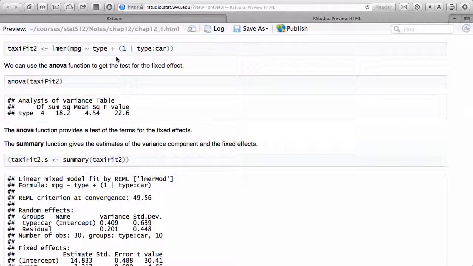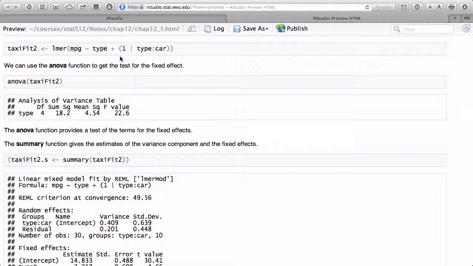But here, this is a little strange. I have miles per gallon modeled as type plus 1, and then I have a vertical line, colon type, and that colon is an interaction operator. So I'm nesting within sort of the overall grand scheme of things. The 1 represents an intercept term or an overall effect. I'm nesting within that the interaction effect. And again, I'm going to get into how this works a little bit later in the chapter.